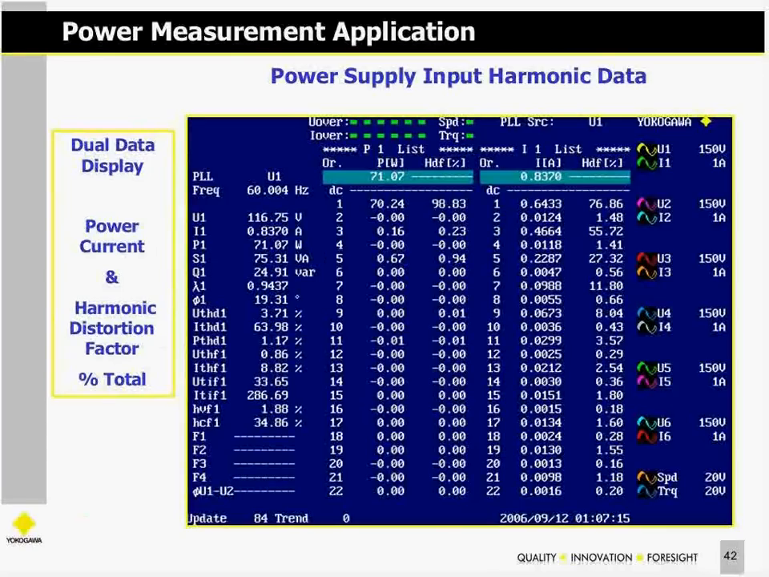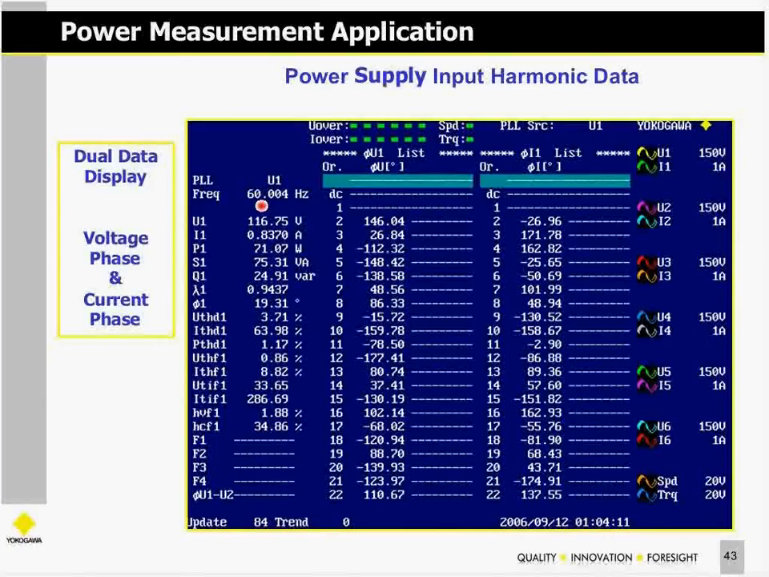Then we can change this so we can look at the power as an example, and current, and look at the harmonic distortion factor also. And in this display we're showing where you can analyze the phase. So this is the phase relation of the second order to the fundamental. The second order is 146 degrees phase shift from the fundamental on this voltage. So we can look at that phase shift on each of the harmonic components.